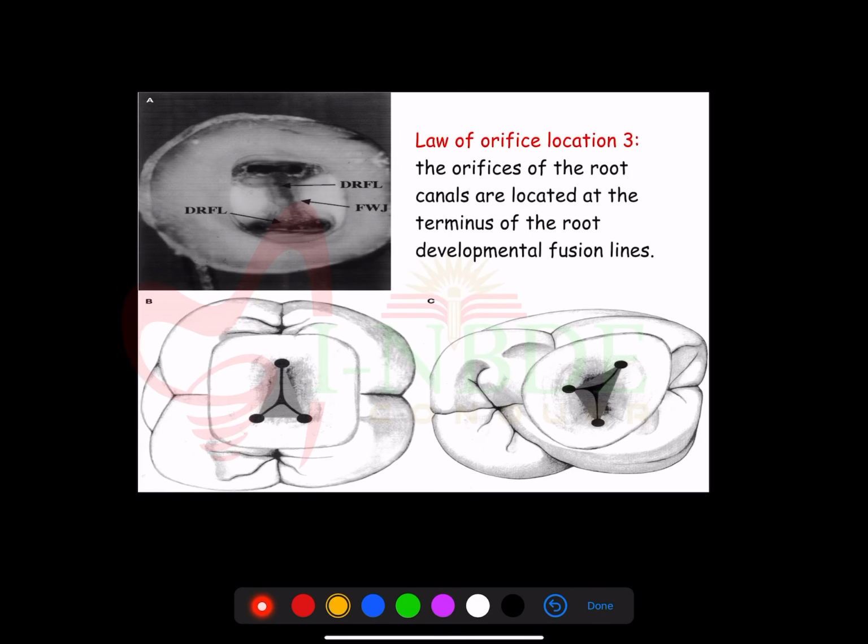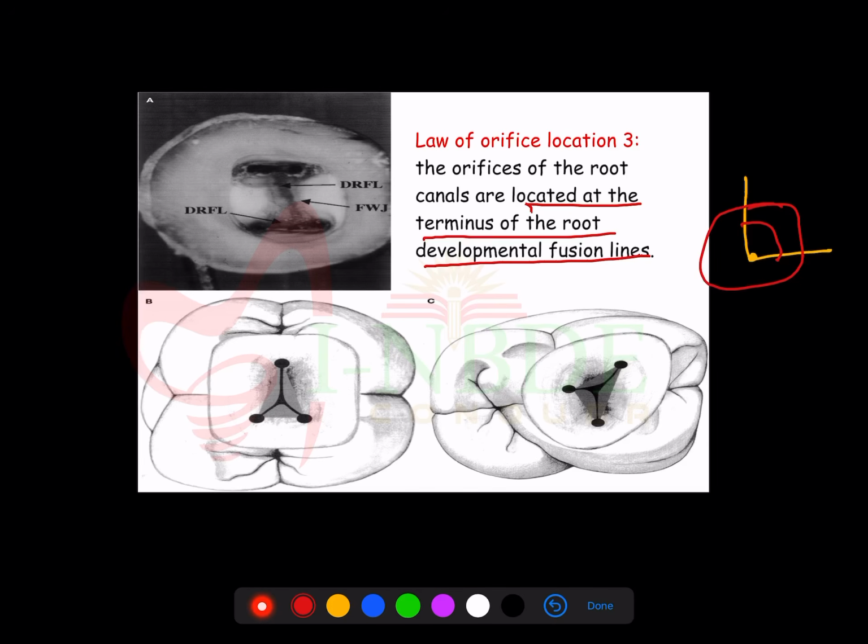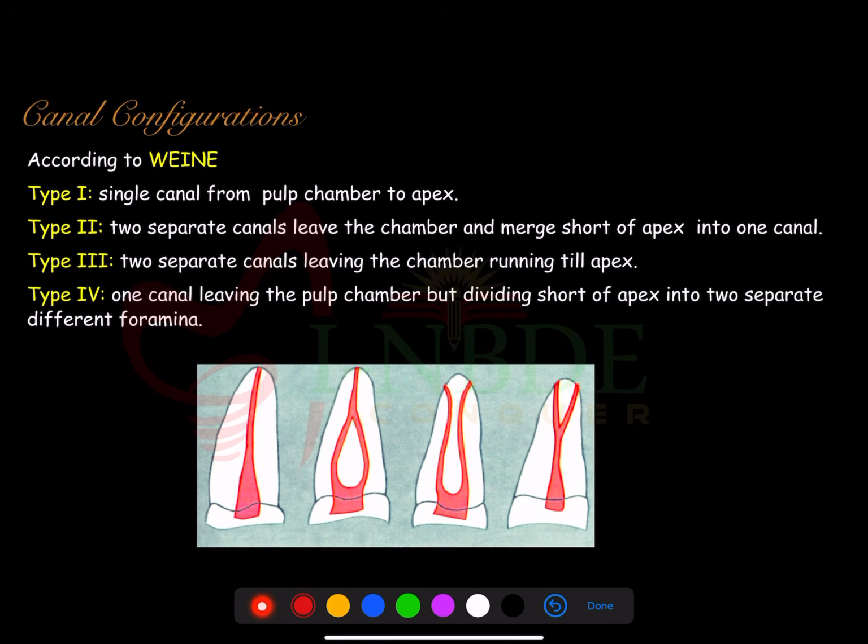Next, orifice location 3 says that, previously the first one is junction, the second one is the angle, and the third one says that it is located at the terminals of the root developmental fission lines. Root developmental fission lines are nothing but the same area. Developmental fission lines are a place where you can see the orifices; this is the law of orifice location 3. So we need to make a note about the canal configurations.